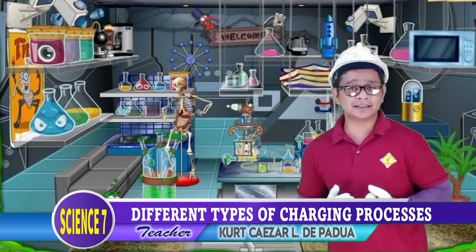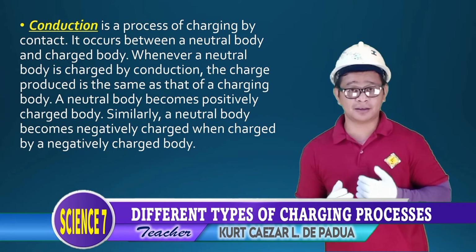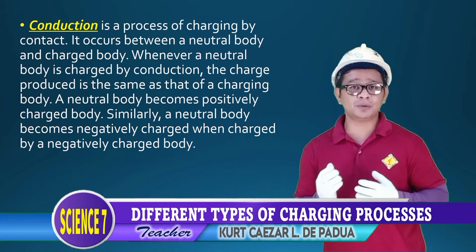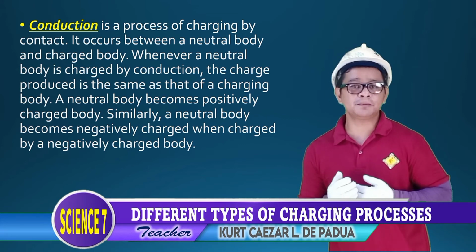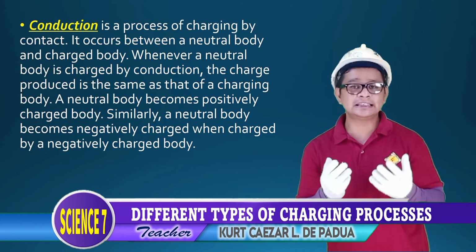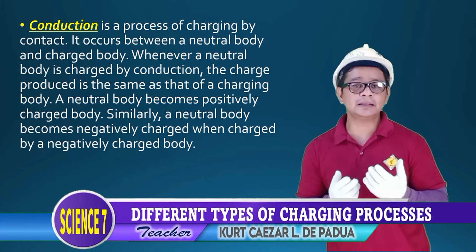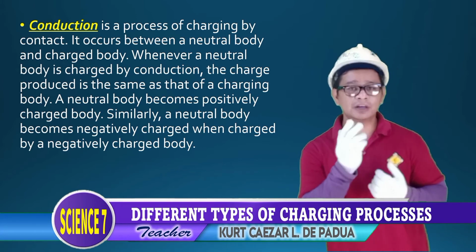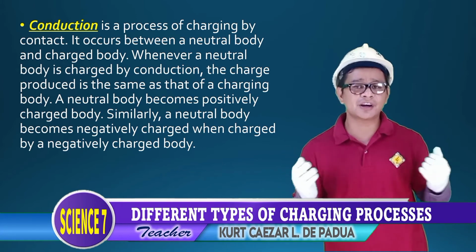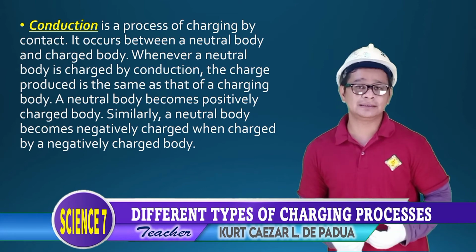What about charging by conduction? Conduction is a process of charging by contact. It occurs between a neutral body and a charged body. Whenever a neutral body is charged by conduction, the charge produced is the same as that of the charging body. A neutral body becomes positively charged when charged by a positively charged body. Similarly, a neutral body becomes negatively charged when charged by a negatively charged body.